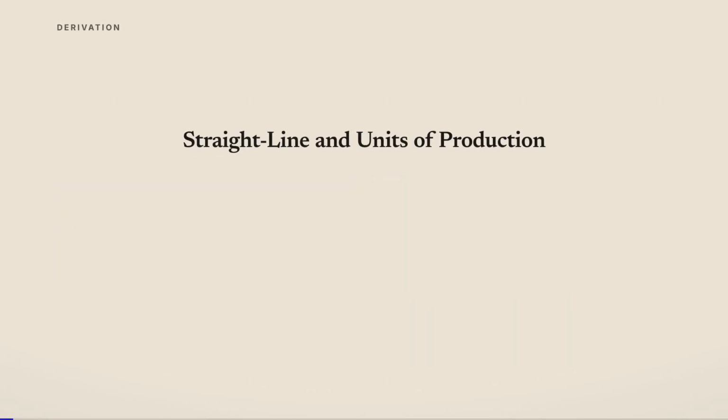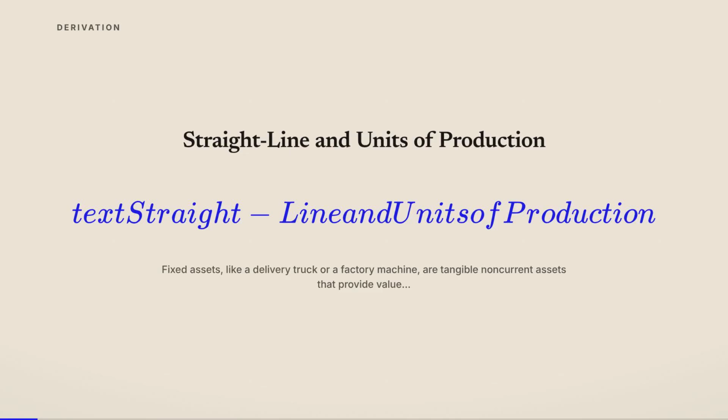Fixed assets like a delivery truck or a factory machine are tangible, non-current assets that provide value over a service life. We use depreciation to expense these assets over time. The most common method is straight line.